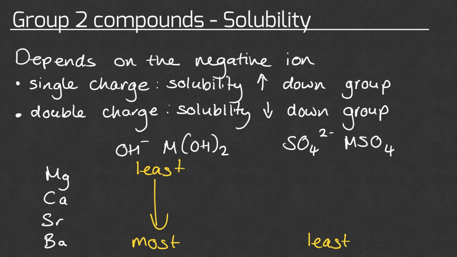For the metal sulfates, we know that the solubility decreases as you go down the group. Therefore, barium sulfate will be the least soluble, it will be insoluble, and magnesium sulfate will be the most soluble. So for group 2 metal sulfates, magnesium is the most soluble, barium is insoluble.